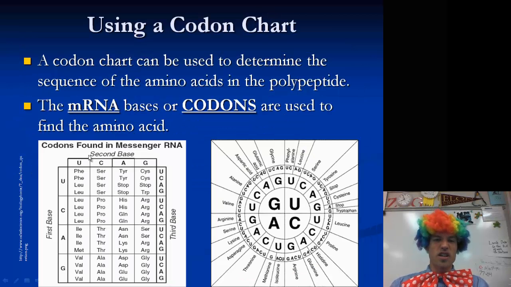So using a codon chart, it'd be kind of hard to remember if you don't remember. There are 20 different amino acids, and there are lots of combinations of codons. So it'd be kind of hard to remember those. So we have these handy dandy charts that we use. And you will always have access to a chart when you are trying to figure these out. And the mRNA bases or the codons are used to find the amino acids. So we don't use the anticodon, the tRNA. We use the codons found on the messenger RNA when we are using the charts.